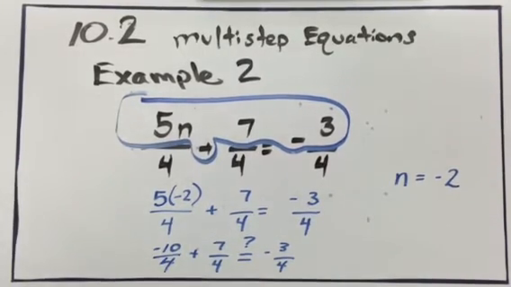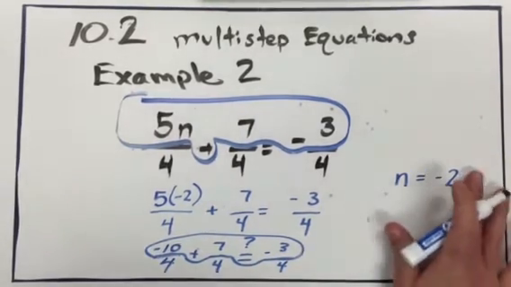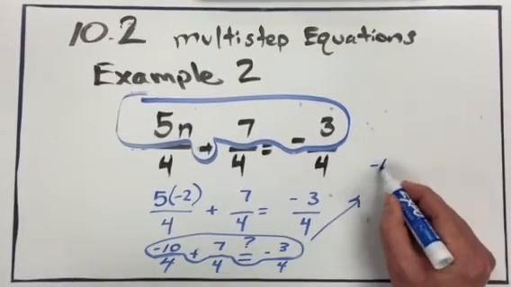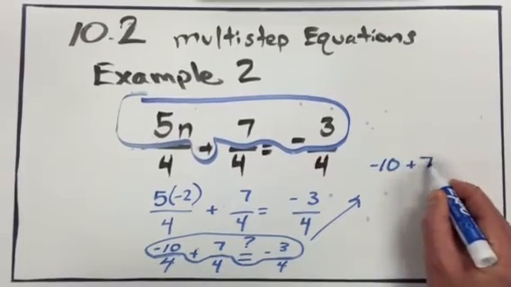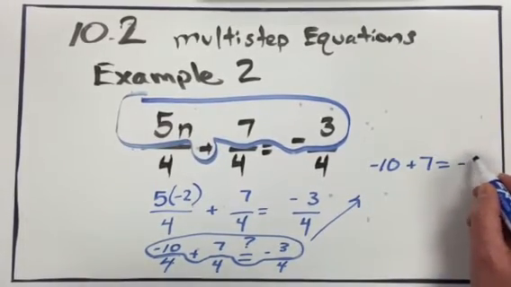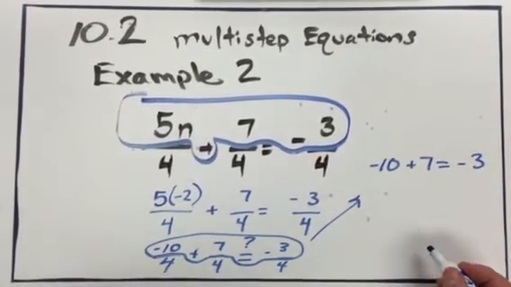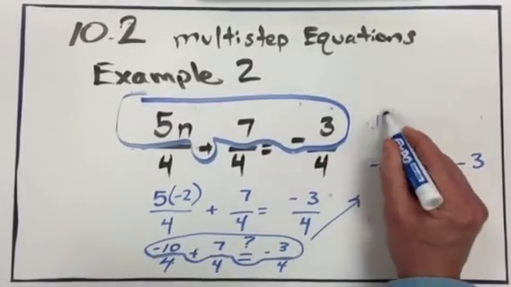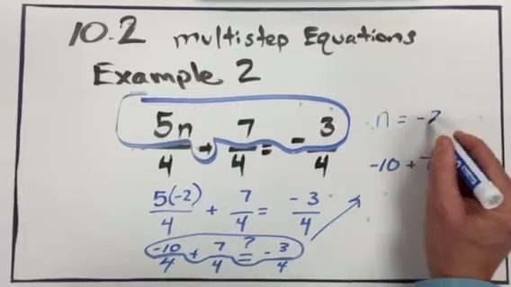So like I said before, when we have the same denominator with the fractions, we only need to focus on just the top. So really, you can think about this as negative 10 plus 7. Does that equal negative 3? And the answer is yes. This checks out. So the answer for this question is going to be n equals a negative 2.